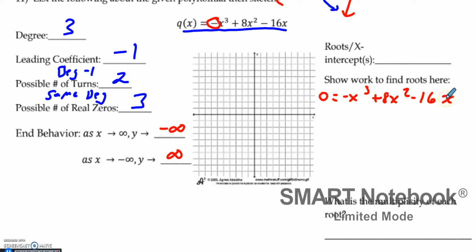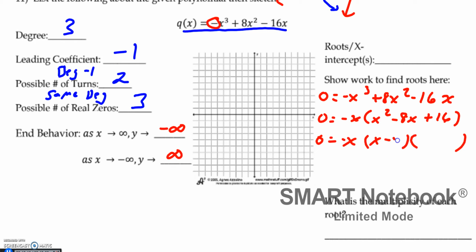And if I'm trying to factor this, let's see, we do have a greatest common factor. I'm going to take out a negative x to make my life easier. And I'd be left with x squared minus 8x plus 16. Just be careful about that sign there. If I continue to factor, this would be x minus 4 twice, which means that my zeros, if I set all of these equal to 0, would be x equals 0 is a possibility. This would be x equals 4, and this also would be x equals 4.